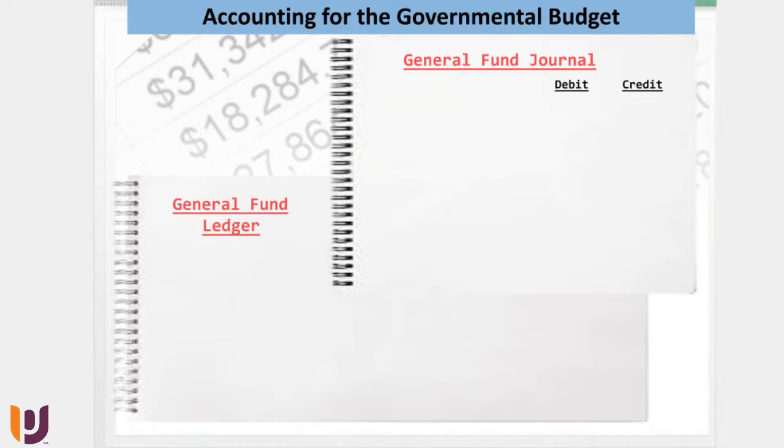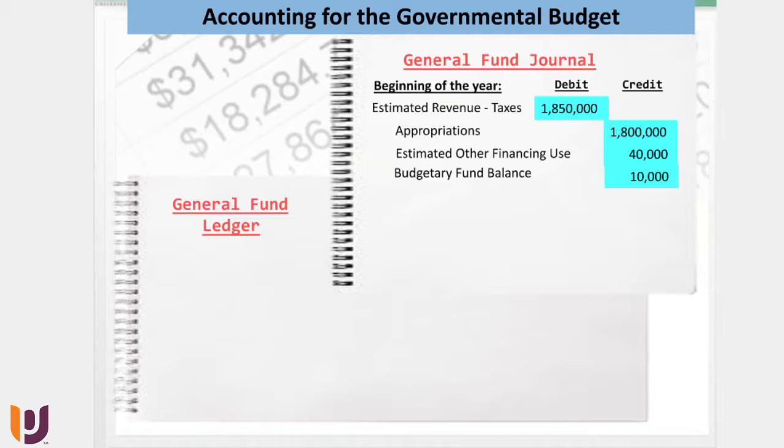Here is an example showing the recording of the budget in the financial records. The City Council approves a budget for the following year consisting of $1,850,000 revenue, appropriations, which are expenditures, of $1,800,000, and a transfer of $40,000 to the debt service fund. A journal entry is recorded at the start of the year to record the budget.